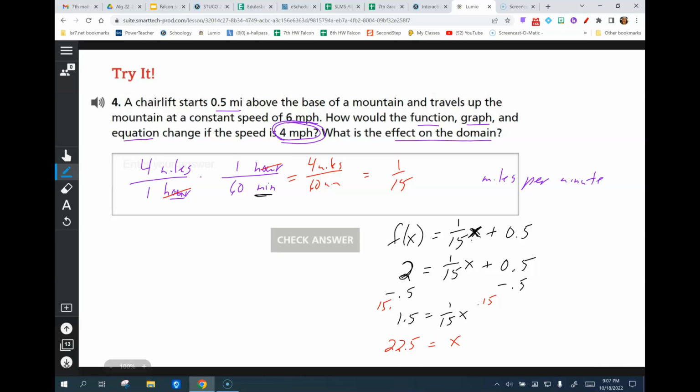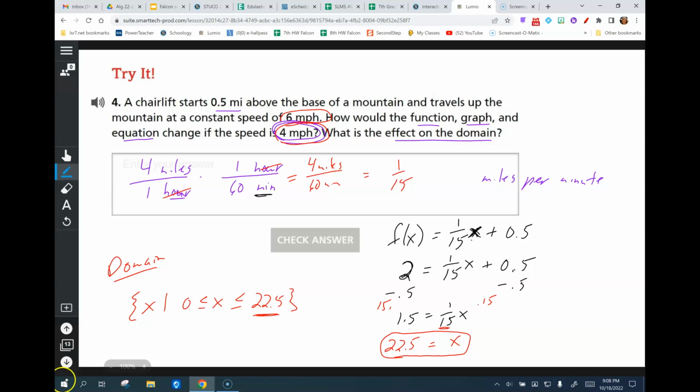And I get 22.5. So that is our total amount of time that we're going to be up. So that means that our domain is going to be x such that 0 is less than or equal to x, which is less than or equal to 22.5. So how does that affect our graph? That means it's not going up as fast. So our graph, this second one, this miles per hour, would not be as steep as the 6 miles per hour. Okay, and you might remember that from constant proportionality, because the bigger the constant proportionality, the steeper the line.